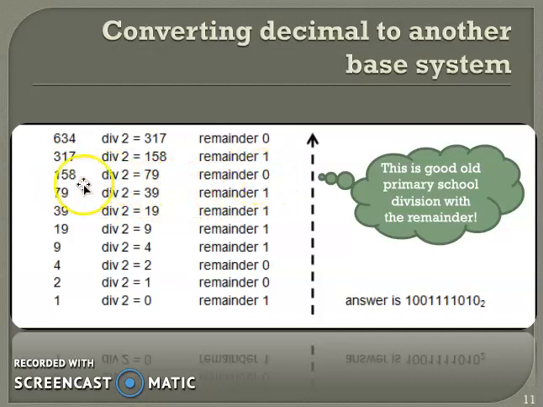Remainder 0. Take 79 divided by 2, you're going to get 39. Remainder 1. 39 divided by 2 is 19. Remainder 1. And you go on and on until you come to 1 divided by 2 is 0, and you say remainder 1. Now you read it from the bottom going up. So it's 1 0 0 1 1 1 1 0 1 0. All of that is to base 2.